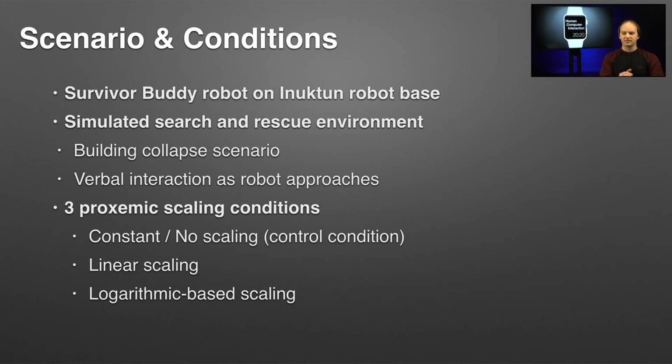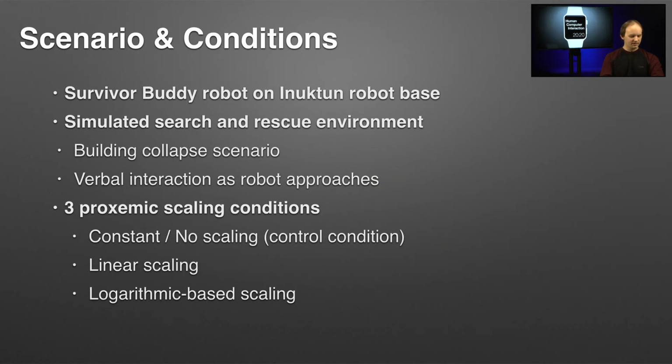So we've got to simulate this. We're going to create a simulation of this for the participant to experience. We're going to have our robot approach them from far away, right? From that far away distance all the way up to them. And it's going to verbally interact with them in a way that we would imagine it would interact with them in an actual scenario. And we're going to look at three conditions.